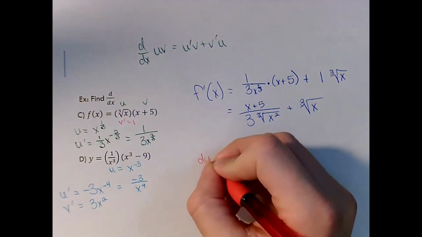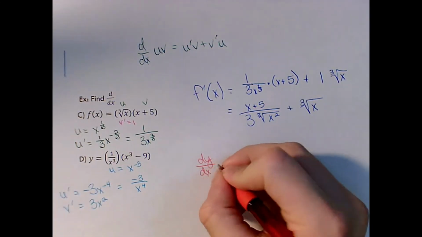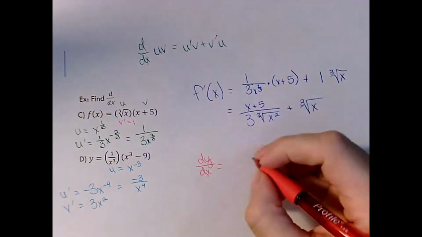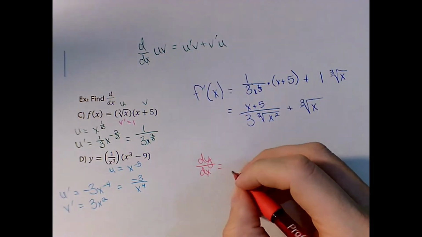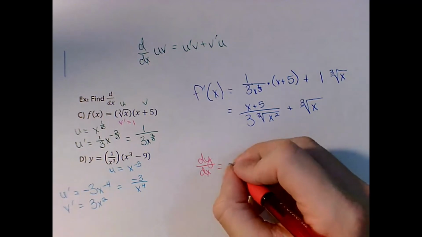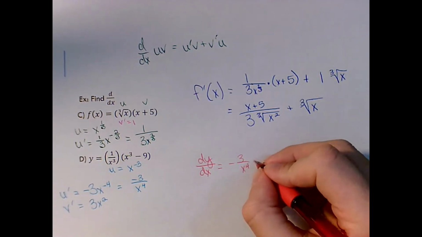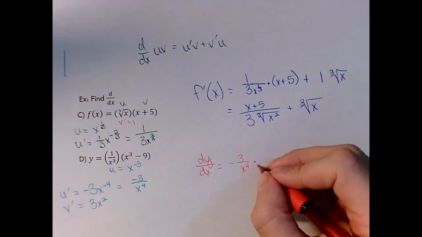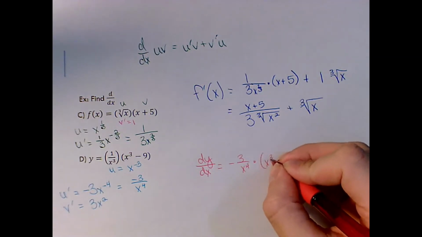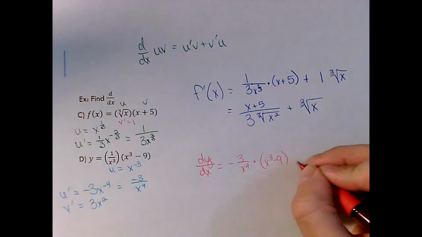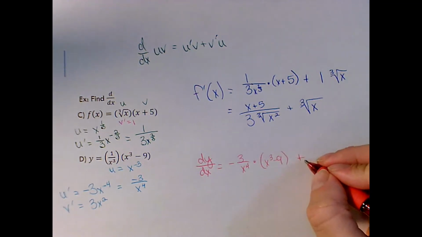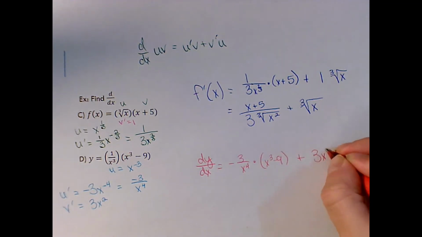Dy dx, or y prime, or however you want to write it out, is going to equal u prime v plus v prime u. So u prime was negative 3 over x to the fourth, times what was v? x cubed minus 9, plus v prime, which is 3x squared, times u, which was 1 over x cubed.